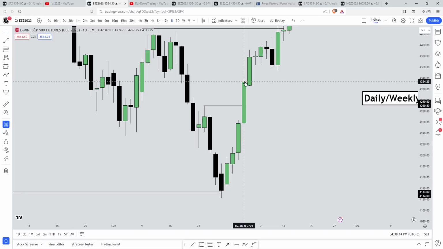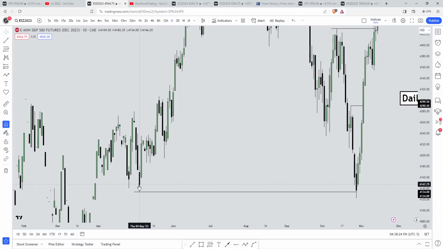It's a completely fractal checklist. The same thing that we're looking at on the daily is going to appear on the lower time frame. I'm going to show you guys specifically where to look for it though, so stay tuned. On the weekly, we took out this old low.